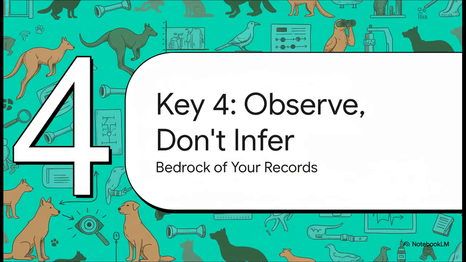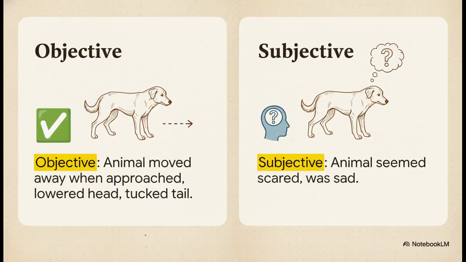Okay, let's move on to key 4, and this one is the absolute bedrock of all your documentation and decisions. Observe, don't infer. This slide just lays it out so clearly. On the left, you've got the cold, hard facts. Anybody in that room could agree, yep, the animal moved away. On the right, you have our interpretation, the story we tell about those facts. Seemed scared is a story. Your job is to record what's on the left, not what's on the right.